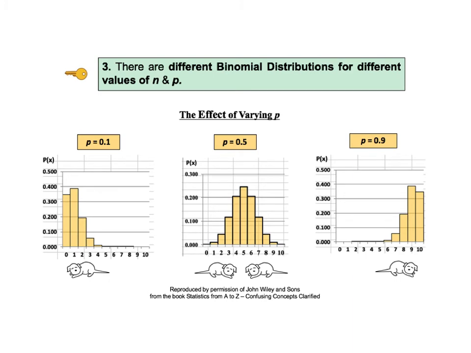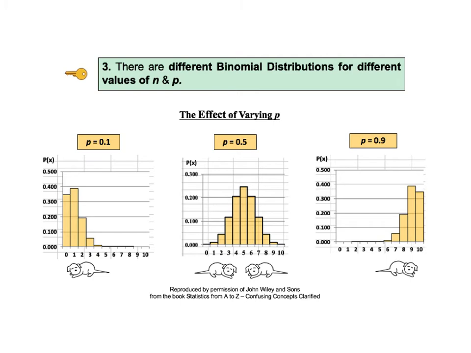KTU number 3 says there are different binomial distributions for different values of n, the number of trials, and p, the probability. There are infinitely many distributions in the family of binomial distributions. There is one for each combination of the values of n and p. In these graphs, the horizontal axis is the count of units, denoted by a capital X. The vertical axis is the probability of that count, denoted by P of X.